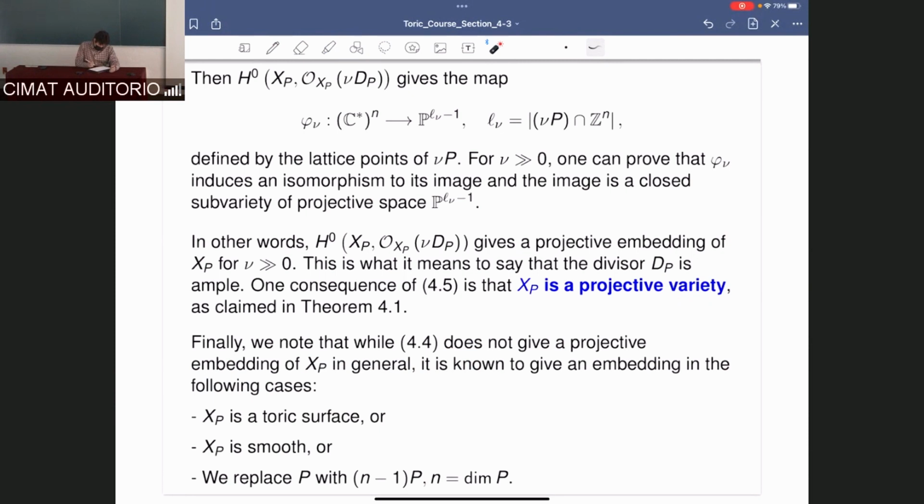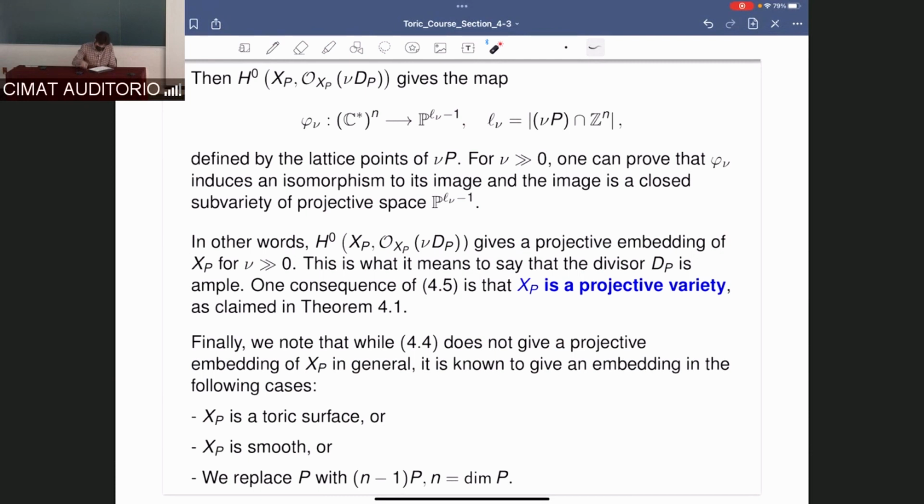And now we say here, finally, that while 4.4 does not give an embedding in general, it is known that it gives you an embedding in the following cases. XP is a toric surface. So if you have a toric variety of dimension 2 that comes from some polytope P, and you do this procedure, you are good. You don't need to scale any further.